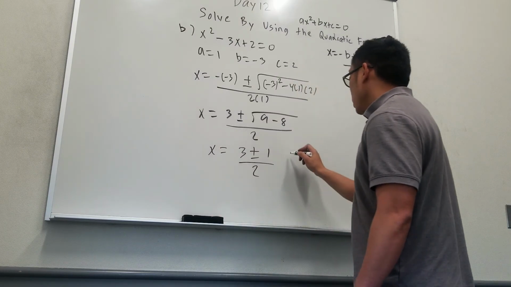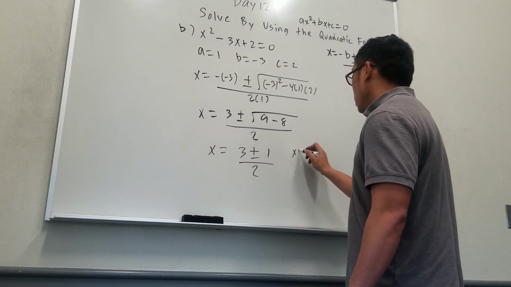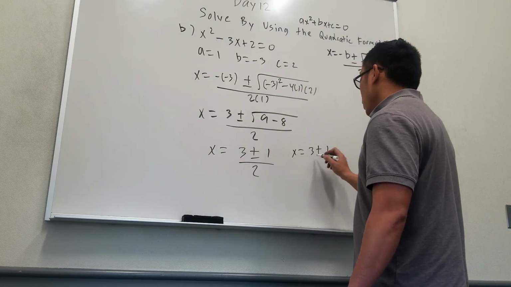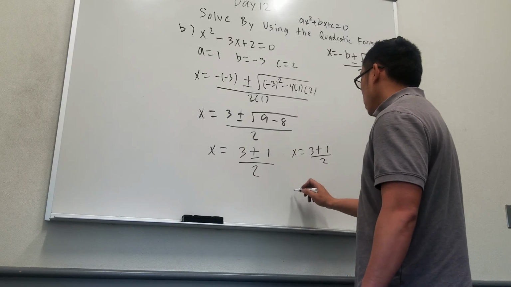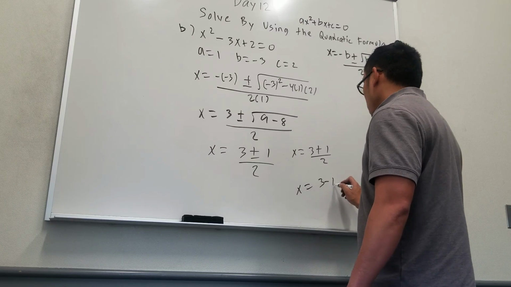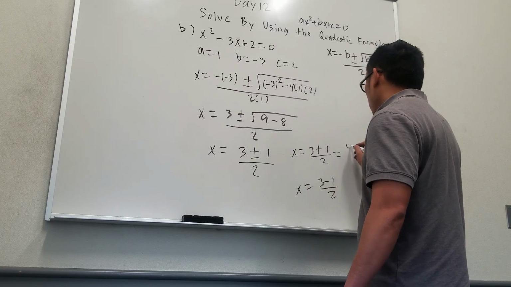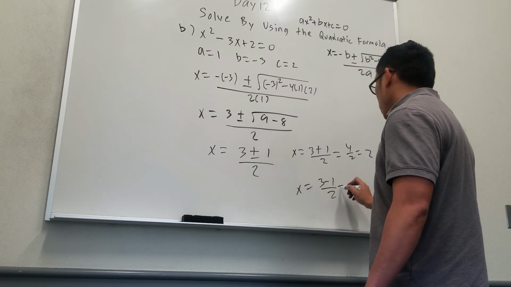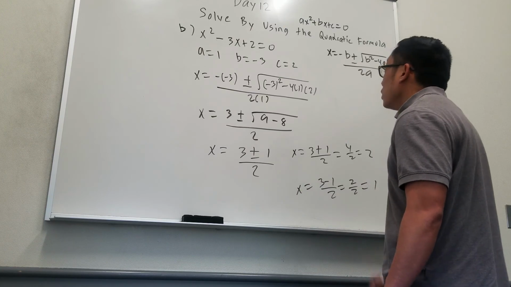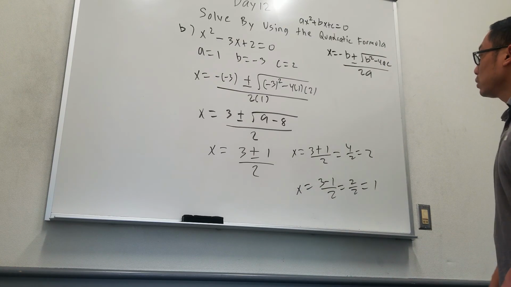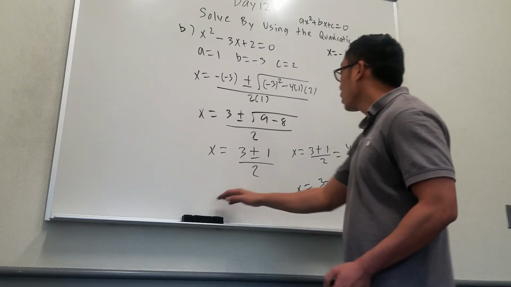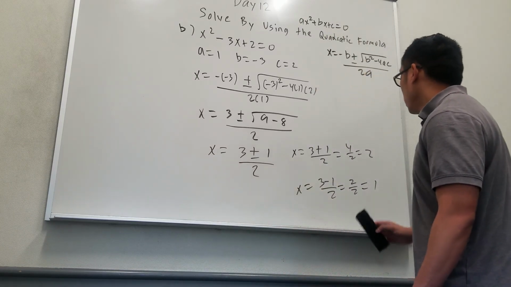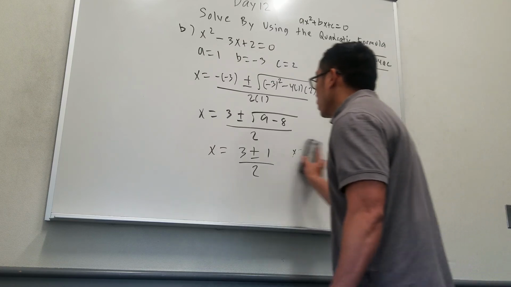So I can separate this. This is really the same thing as x is equal to 3 plus 1 over 2, and then x is equal to 3 minus 1 over 2. So you get 4 over 2, which is 2. This is 2 over 2, which is 1. Yeah, it should be your zeros, 2 and 1. Okay, good. All right, let's do another one.